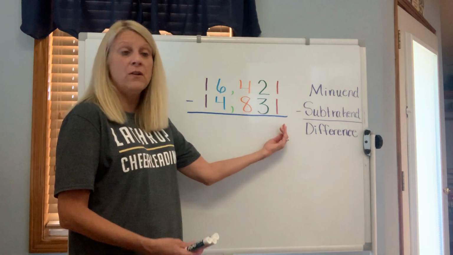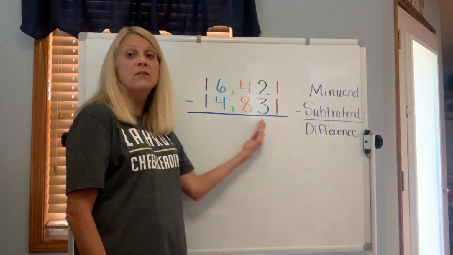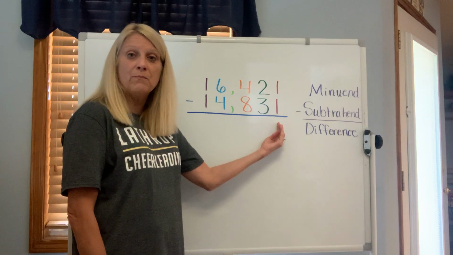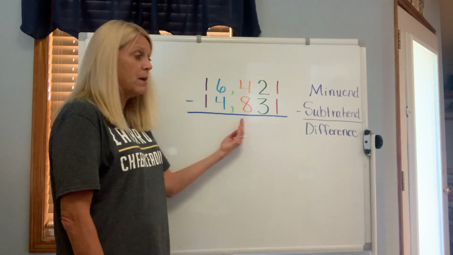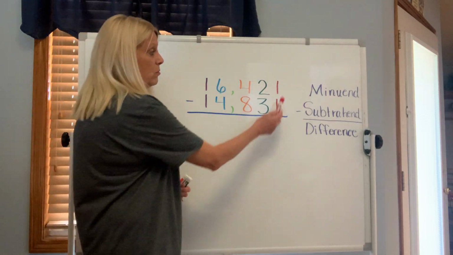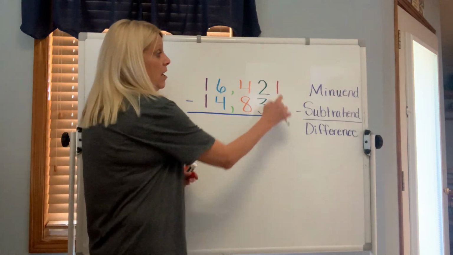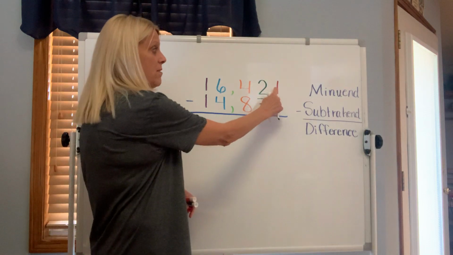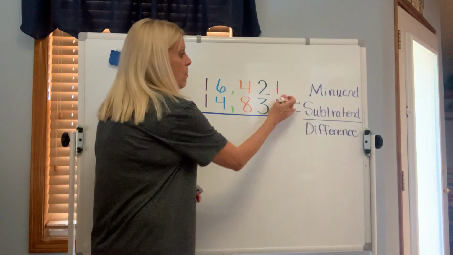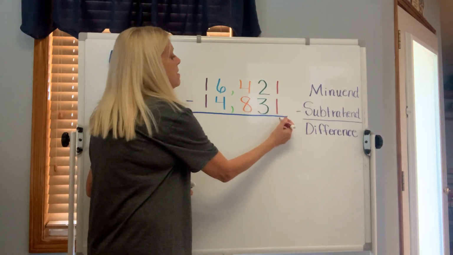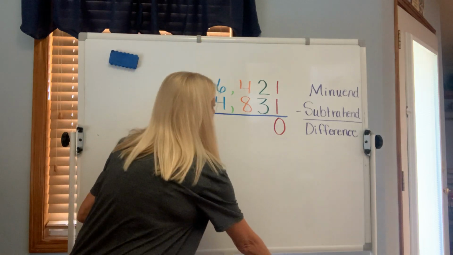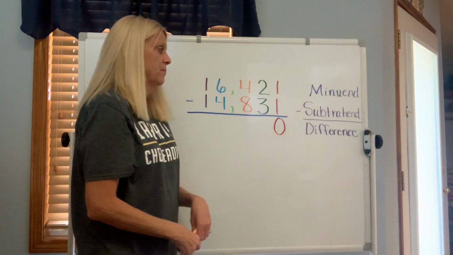As with the addition, we are going to work from right to left. We are going to start with our lowest place value, our ones, and work up to our highest place value. So let's work with our ones. In our ones place value, we have 1 minus 1. Well, we know that when we have 1 minus 1, we end up with 0. That was easy.